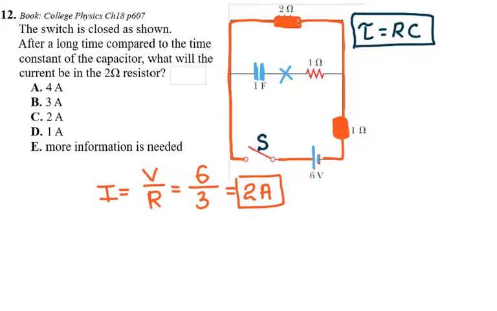So every time they say a long time after the switch has been switched, look at the capacitor in the circuit. If it is fully charged, then the current cannot flow through it, because there is no potential difference between the capacitor and the battery. The current stops flowing through the capacitor. It only flows through the capacitor when the capacitor is charging.